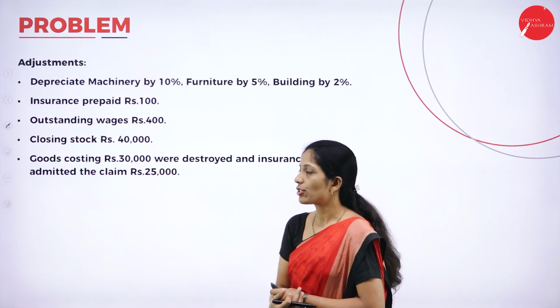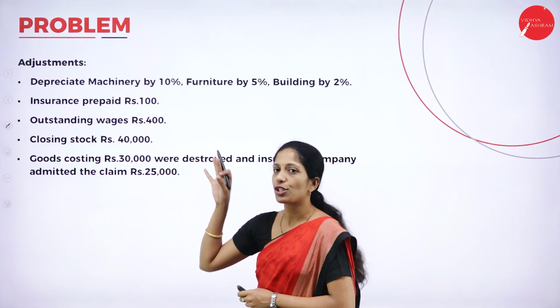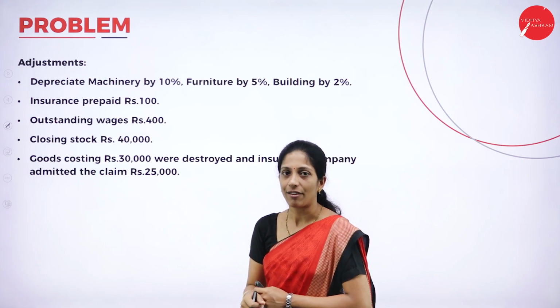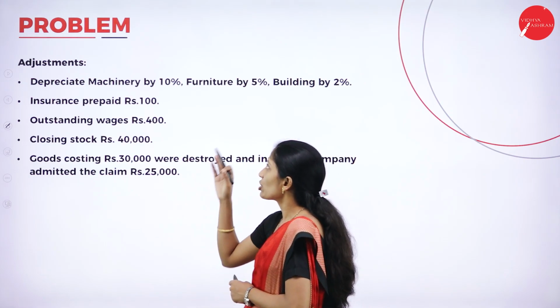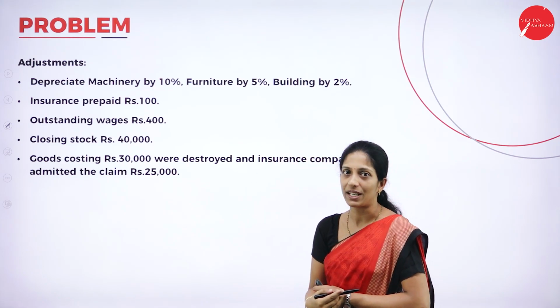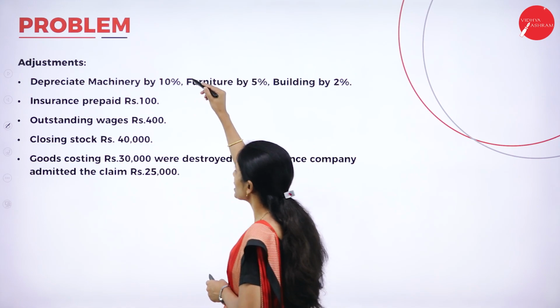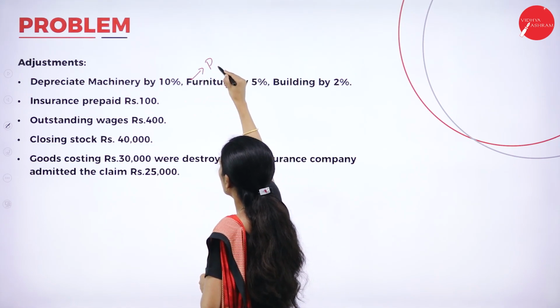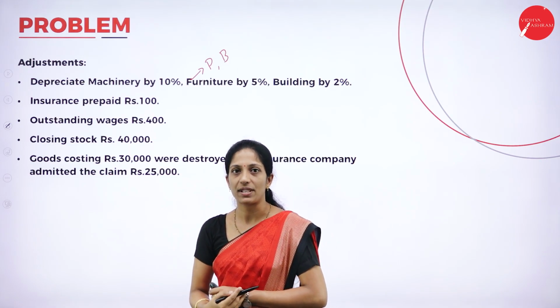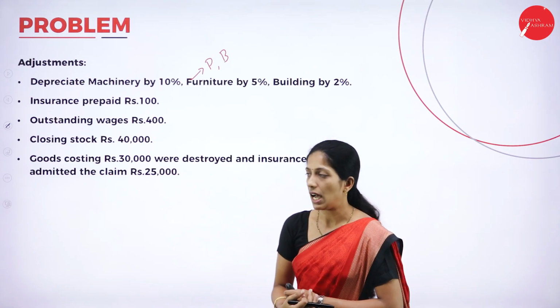Now we shall go through the adjustment. So these adjustments we have to record twice in a solution. So let us see where we have to record. Depreciate machinery by 10%, furniture by 5% and building by 2%. So where do we record depreciation? Debit side of profit and loss account. Next, in the balance sheet we have to minus the depreciation from the respective asset.